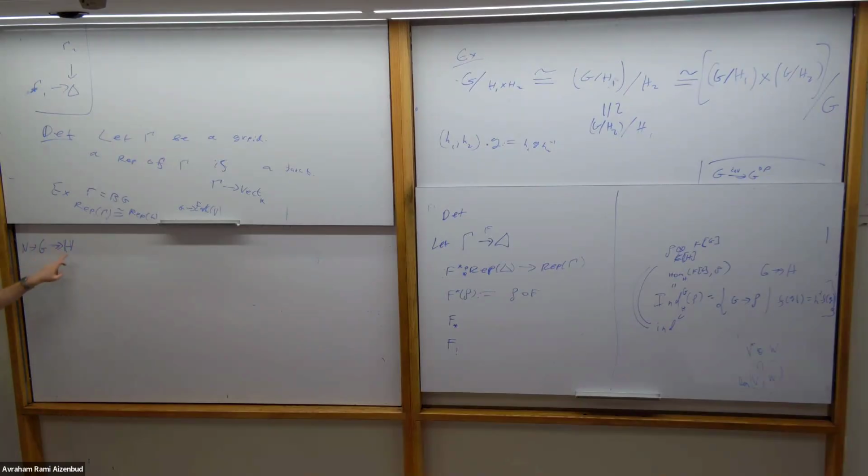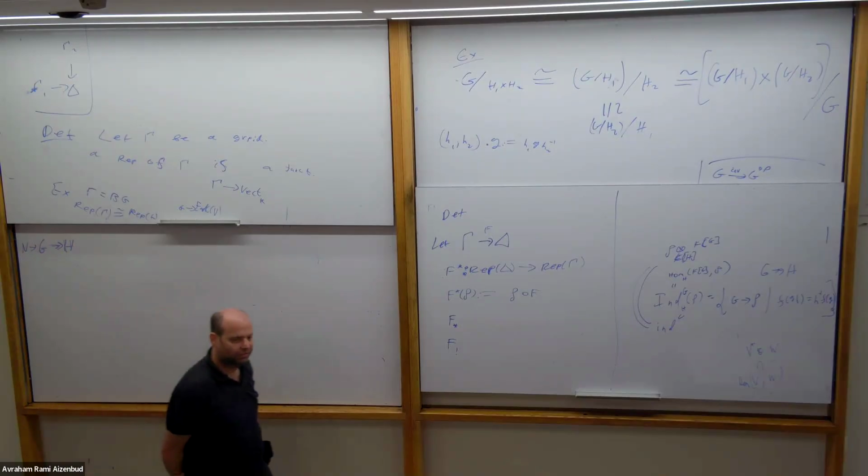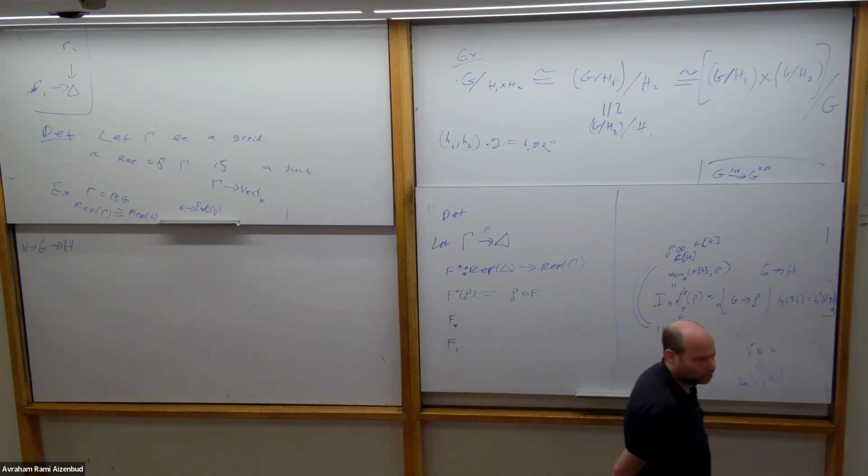So we have an onto map from G to H. We have a representation of H, we can inflate it to G. What is the adjoint functor? Oh, the two adjoint functors.